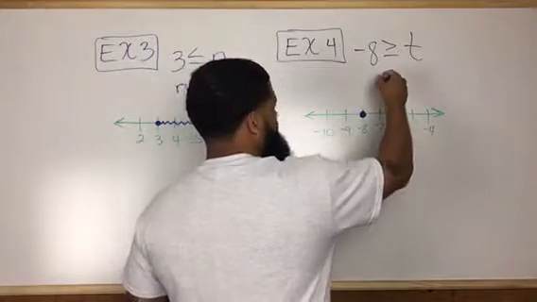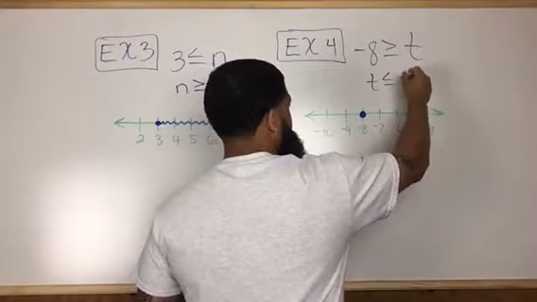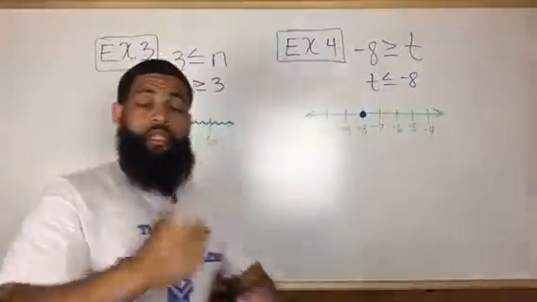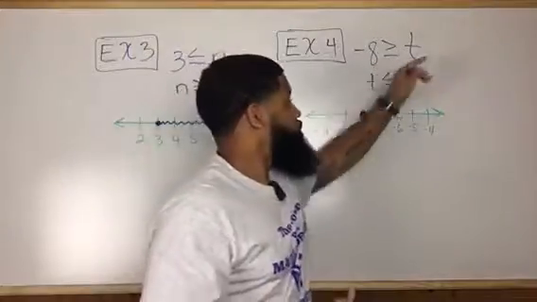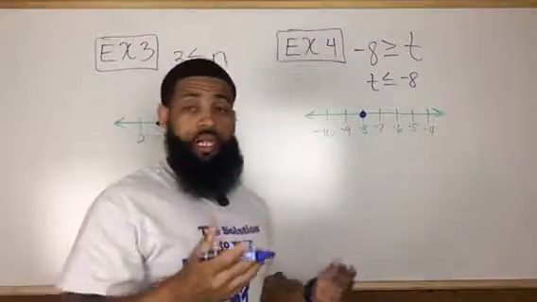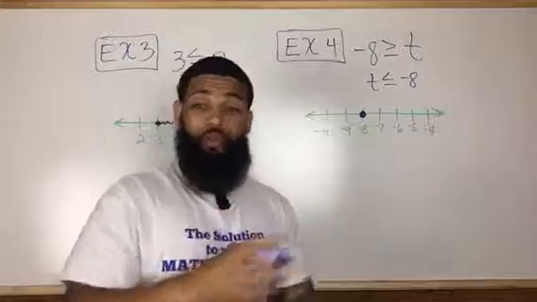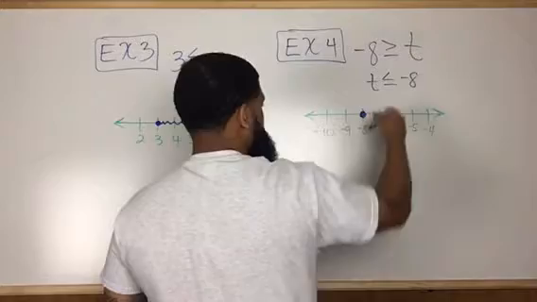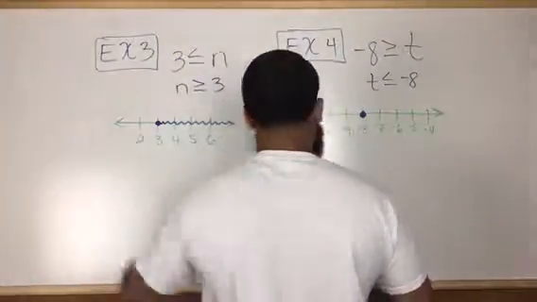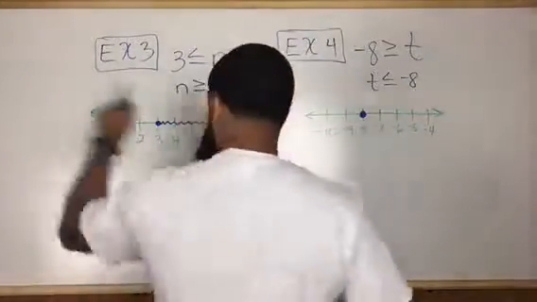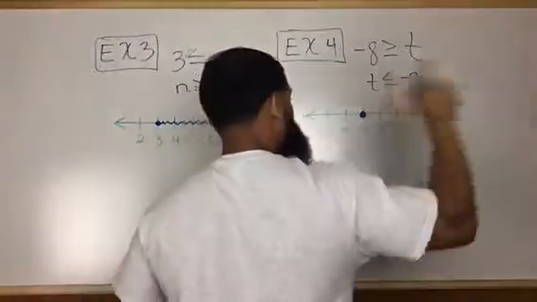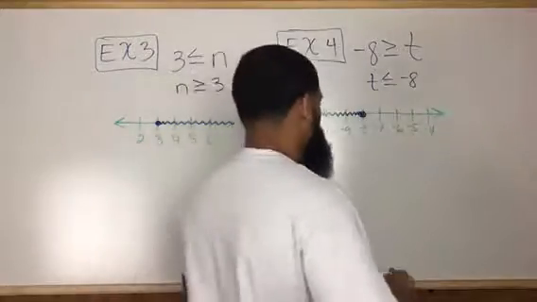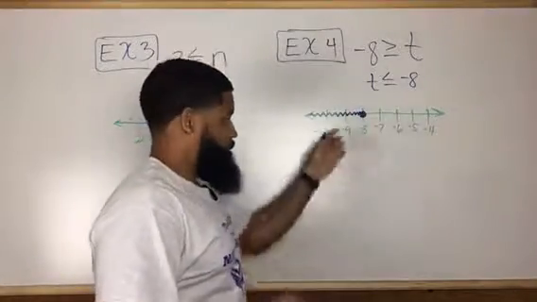And once again, we can rewrite this one as well. We can say t is less than or equal to -8. Notice in these two examples, when I switch the values on each side of the inequality symbol, I have to switch the inequality symbol as well. That's very important. So t is less than or equal to -8. Well, anytime you're on a number line, if you go to the left, those numbers get smaller. If you go to the right, those numbers get larger. So the numbers that are less than or equal to -8 are on the left side.